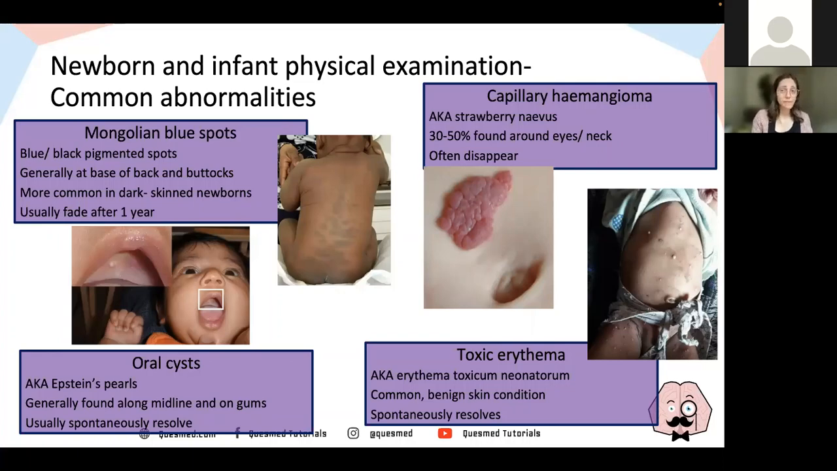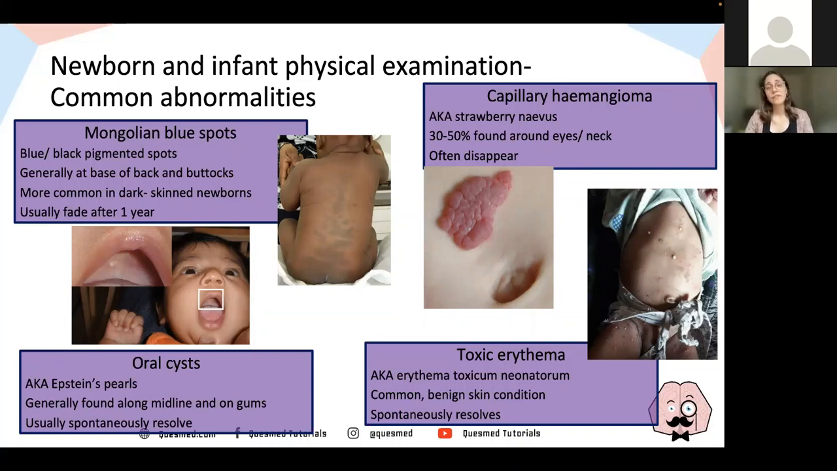Capillary hemangiomas, like the one you see in the picture, are quite common. You might have heard the name strawberry nevus, which is a type of them. They're a benign lesion, which often disappears over time by themselves. However, if they're on the face and they look like they might approach the eye, then they will often get treated with propranolol, things like that, to try and shrink the hemangioma if it looks like it might expand into a sensitive area.